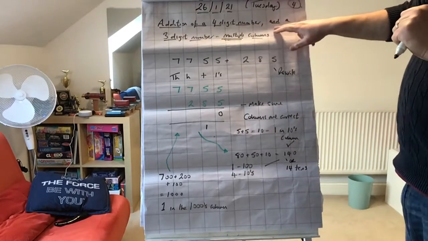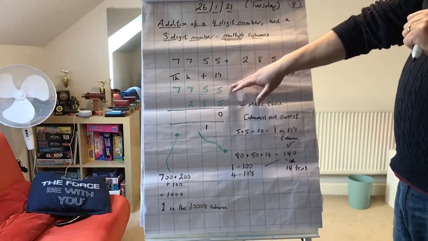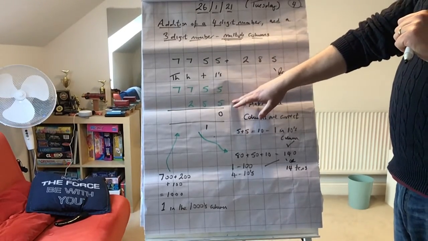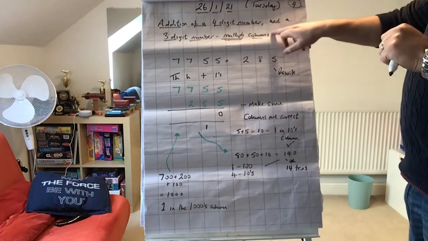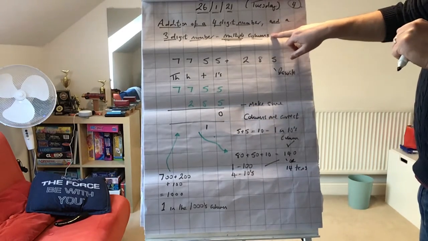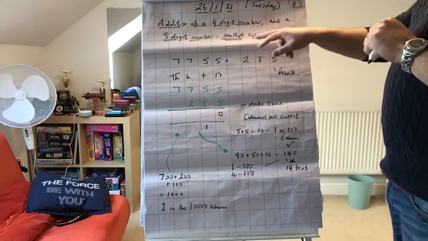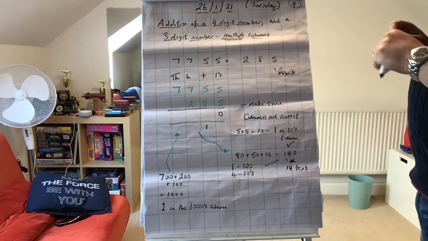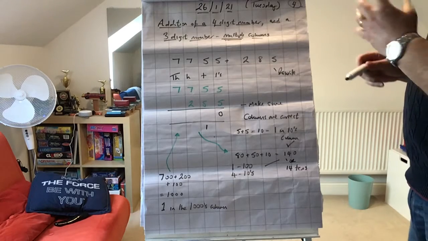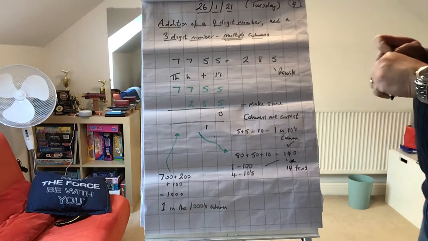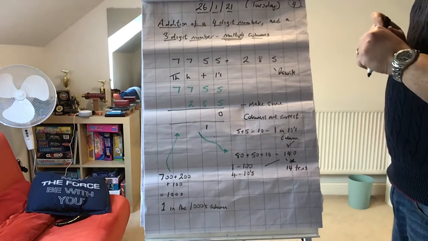Okay, today we are adding up, as you can see, a 4-digit number and a 3-digit number. That's the only difficulty you might get: regrouping in multiple columns. So it's an addition of a 4-digit number and a 3-digit number with multiple column regrouping. It might not just be the tens column, it might not just be the ones column. There might be multiple regrouping that needs to take place.